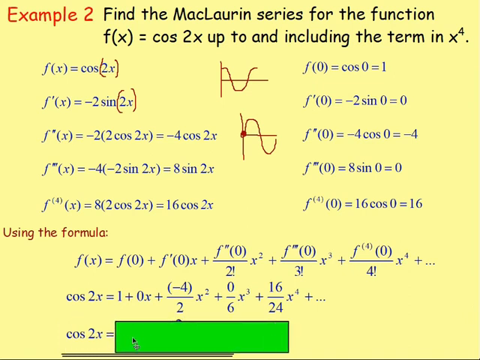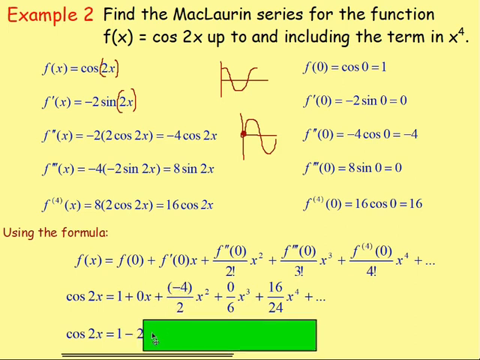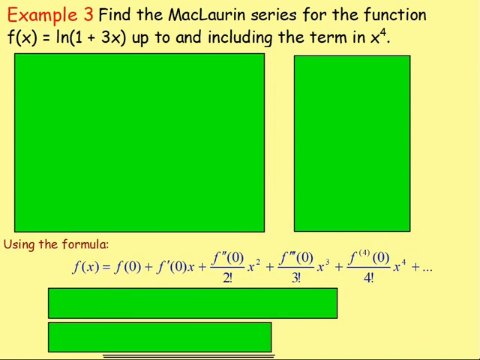Simplify that though, so the 1 will stay as it is. This 0x, you don't need to write that. The negative, you can put that to the front, and 4 over 2 is just 2, so let's take away 2x squared. 0 over 6 multiplied by x cubed is 0, so you don't need to write that either. And then 16 over 24 goes to 2/3, and x to the power of 4 will stay as x to the power of 4. So that is you writing cos 2x as an infinite series. You're finding the Maclaurin series. That is what you would have.